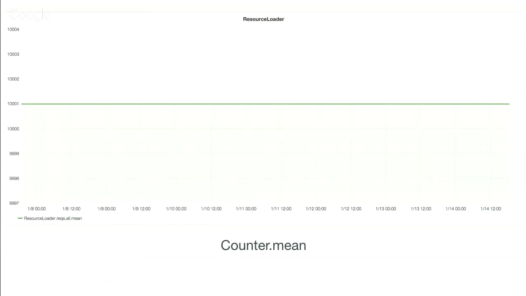Like, what is the average rate per second of what is happening to my application, like the average number of page views in production, for example. And then you see a flat line, and you wonder, well, how did that happen? So in this case, it's actually a resource loader page, resource loader requests, of which the mean is fixed at 10,001 into infinity. And so you want to know, how did that happen?